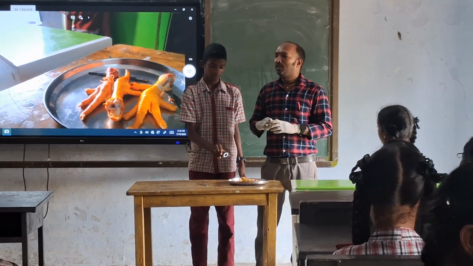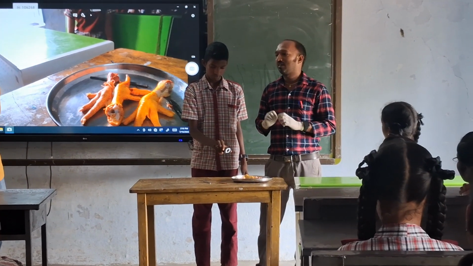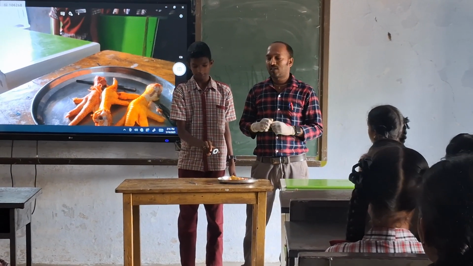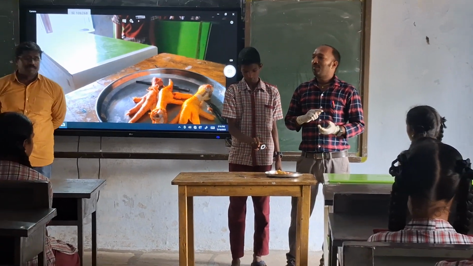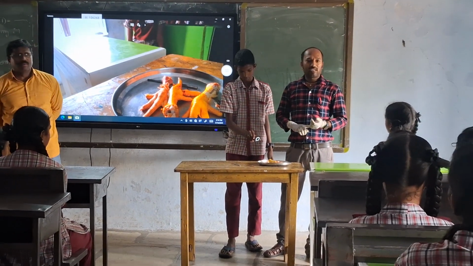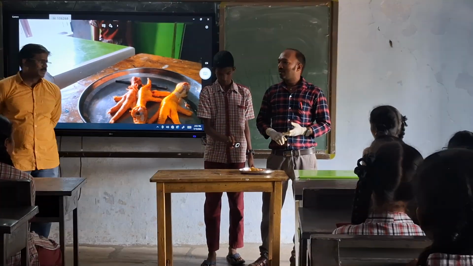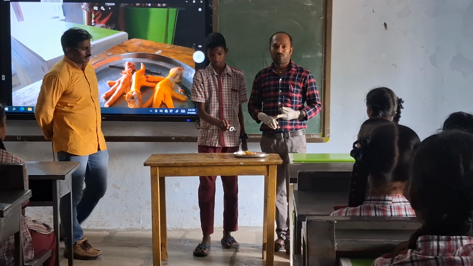And we know that there are 4 types of animal tissues. One is epithelial tissue. Second is connective tissue. The third is muscular tissue. And the fourth is nervous tissue.